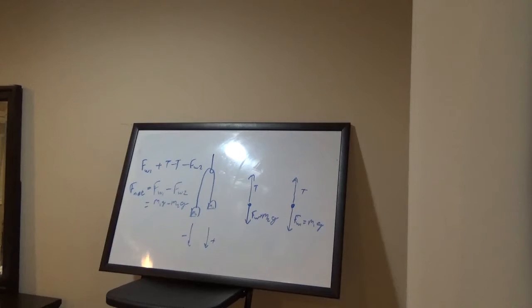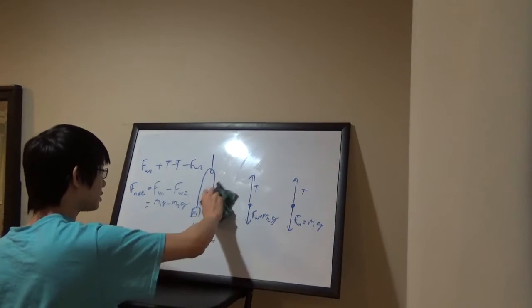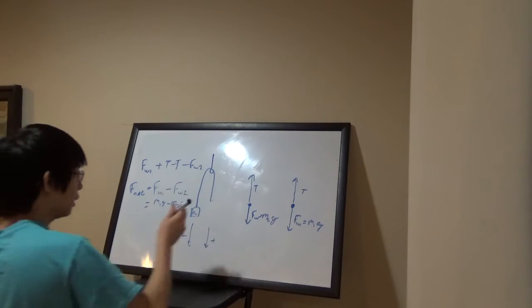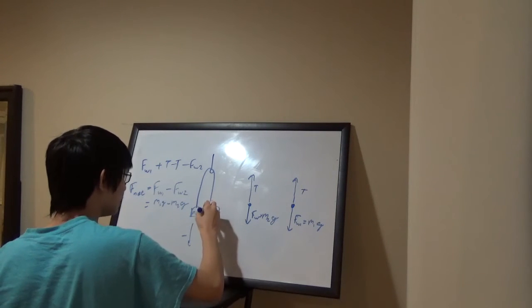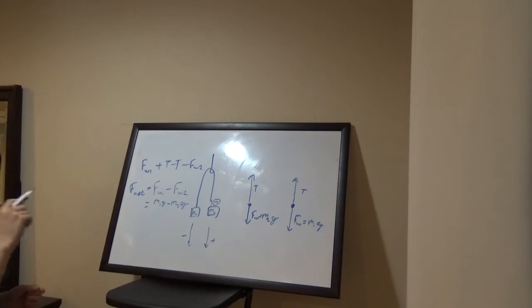Now let's stop and think. Does this make sense? Well, let's say that M1 is bigger, and the whole system is going in this direction. Then we can say that M1 is just M2 plus some extra mass. If I remove this extra mass, the whole system would be balanced.